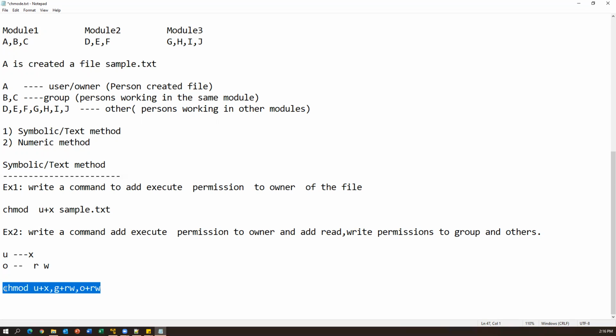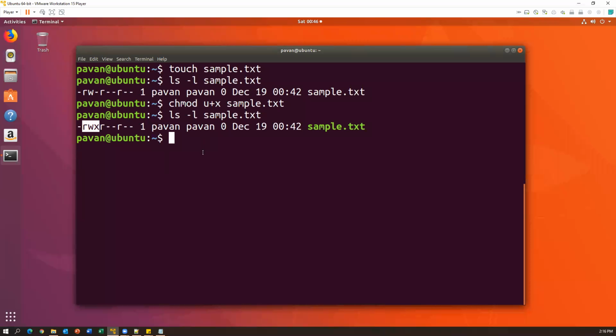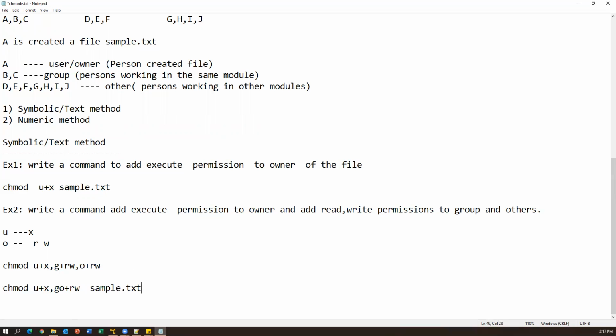And the same command we can also write like this. So user is having execute permission, comma, group and others are having same permissions like read and write, right? So instead of writing two entries, I can say group and others having read and write permission. So g representing a group, o representing others. So group and others, both are having read and write permission. So this same command you can also write like this. So now execute this command. And also we need to specify the name of the file on which file we are giving the permission, that is sample.txt.